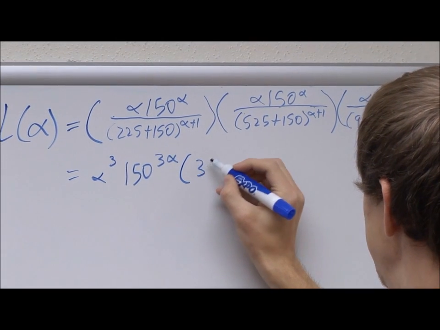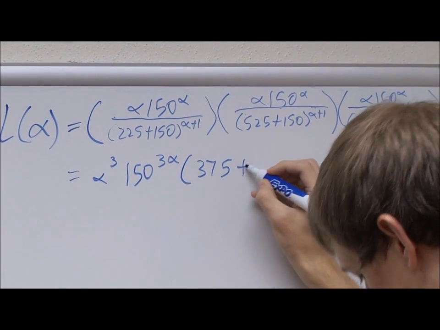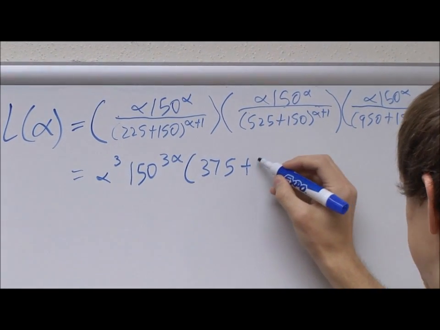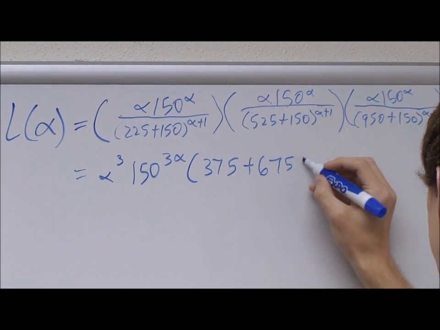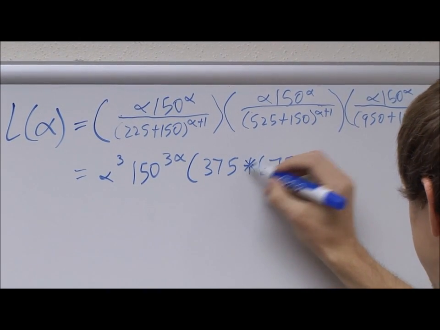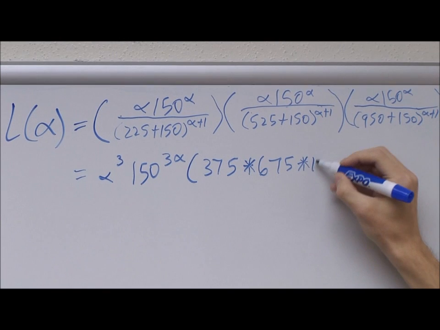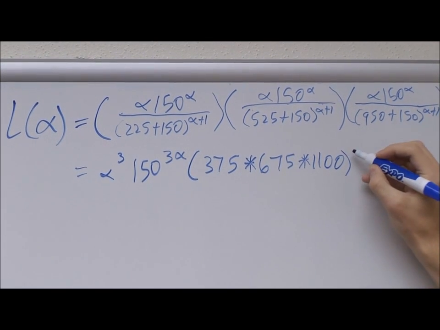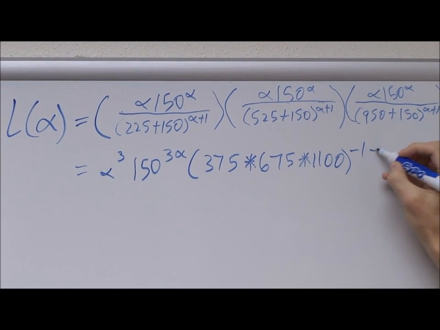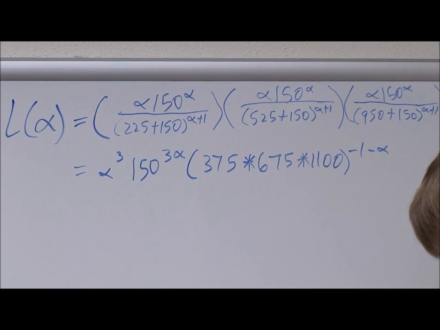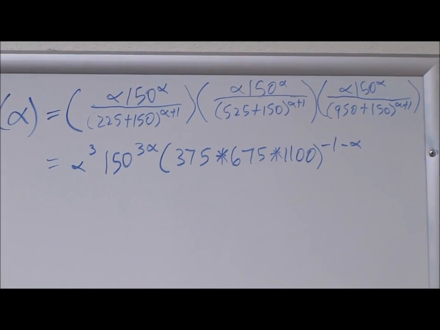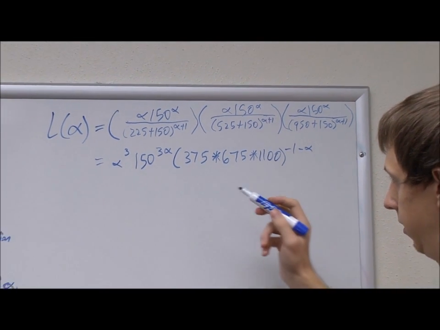And you can simplify this to alpha cubed times 150 to the 3 alpha times 375 plus 675 times 1100 to the negative 1 minus alpha. And our next step is to find the log likelihood function, which is the natural log of the likelihood function.